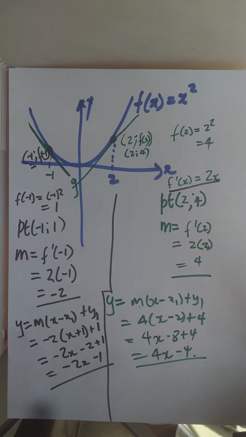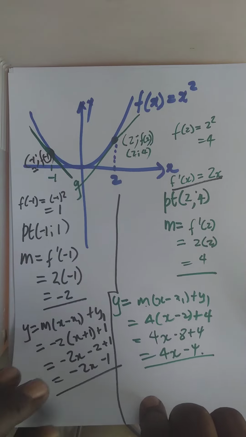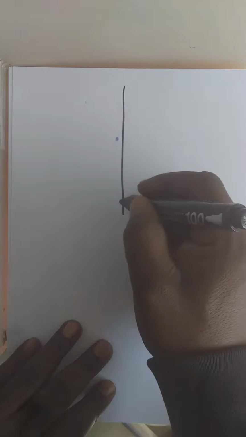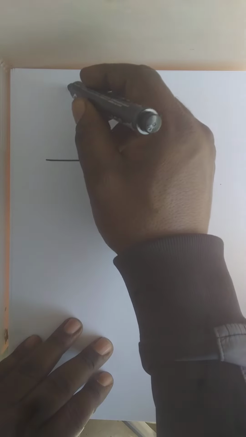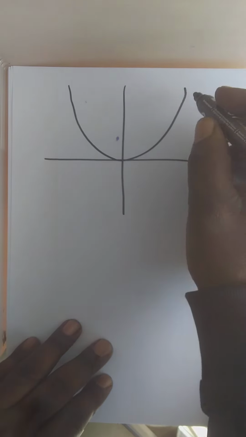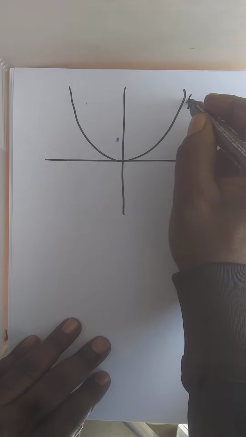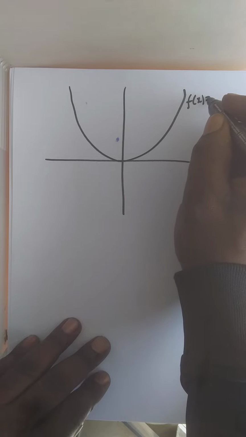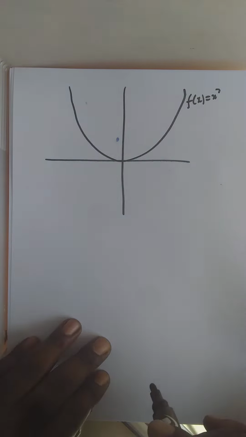Sometimes you might be given this in another way. Once again, because of time, I'm going to take something simple. f at x is equal to x squared. I hope you can see.